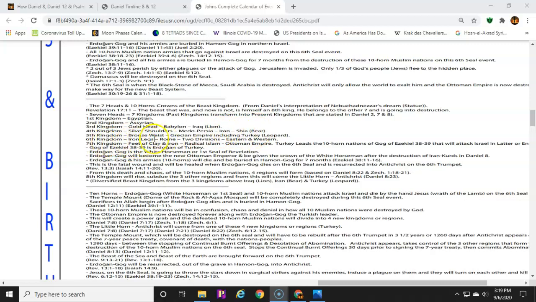Then the sixth kingdom, which is that division of Rome, the eastern and western division. Remember, the Roman army, the whole empire, was moved to Constantinople, Turkey. You have that, then the forming of that seventh kingdom, which we're in now, which is Erdogan, how he's going to form the Muslims into that new Ottoman Empire, and then he's going to die, and then we're going to see that resurrection event.